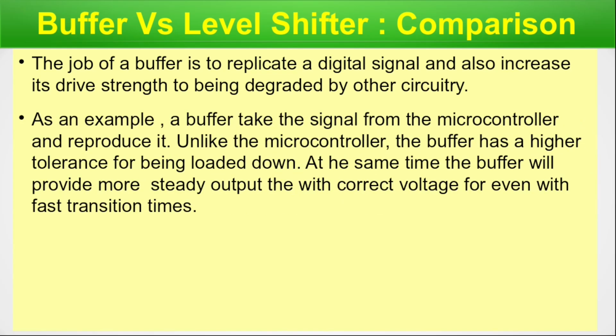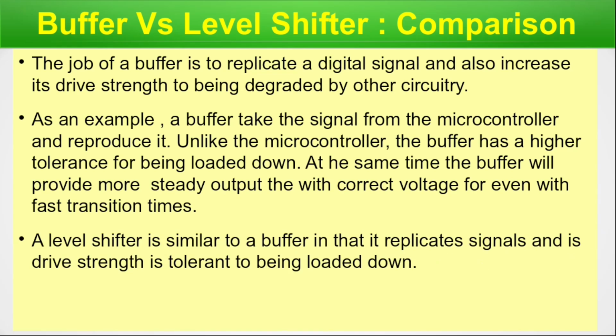As an example, a buffer takes a signal from a microcontroller and reproduces it. Unlike the microcontroller, the buffer has a higher tolerance for being loaded down. At the same time, the buffer will provide a more steady output with correct voltage or even with the fastest transition time. So this is one of the uses. And the level shifter is similar to a buffer in that it replicates the signal and its drive strength is tolerant to being loaded down. So this is a similarity.